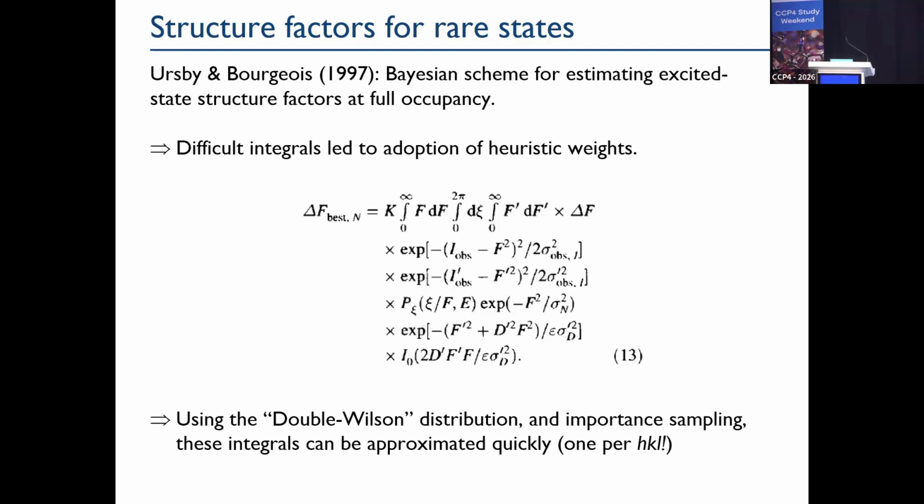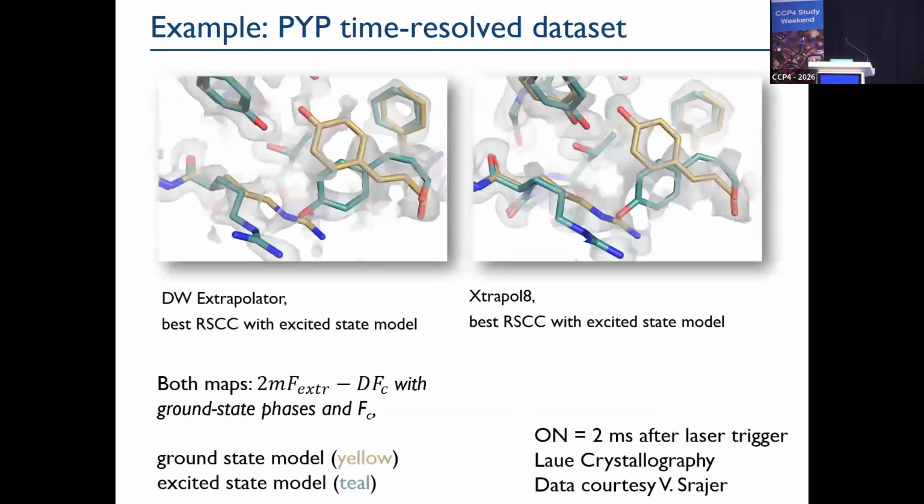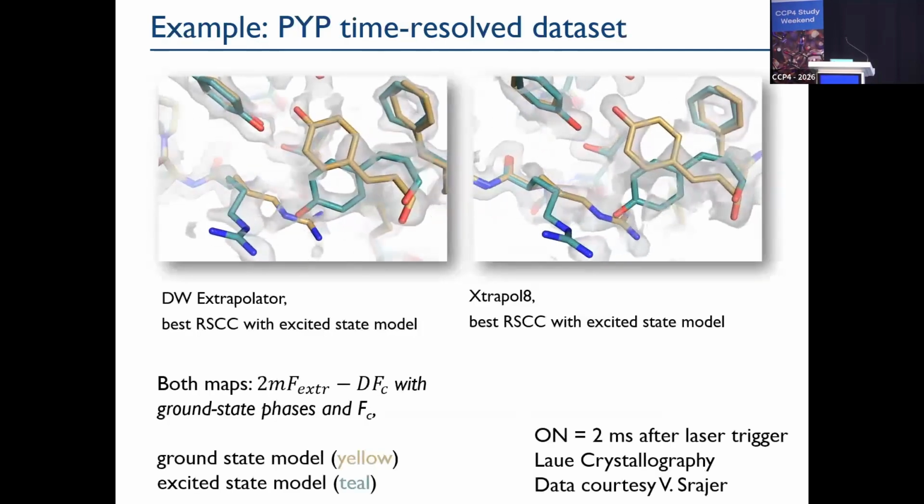The way we did it, we used as our model for the probability of the excited state given the ground state the same statistical model I talked about in the beginning, which gives you the probability of the phases and the amplitudes of the excited state given the ground state. And we used something called importance sampling to approximate these integrals. You can do that pretty quickly now, maybe in 10 or 15 minutes for a whole data set. We call this the double Wilson extrapolator.